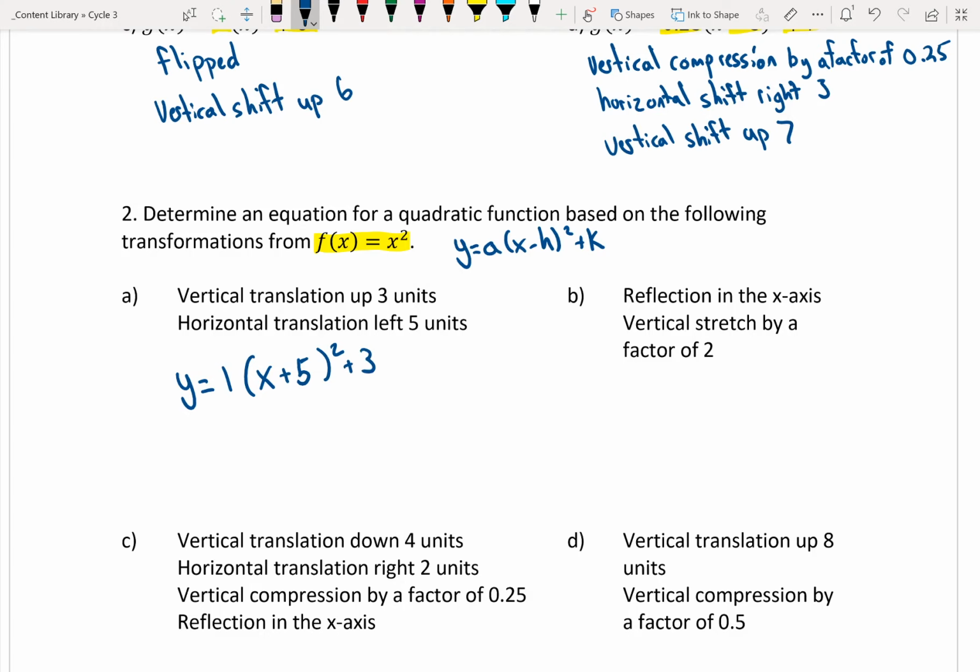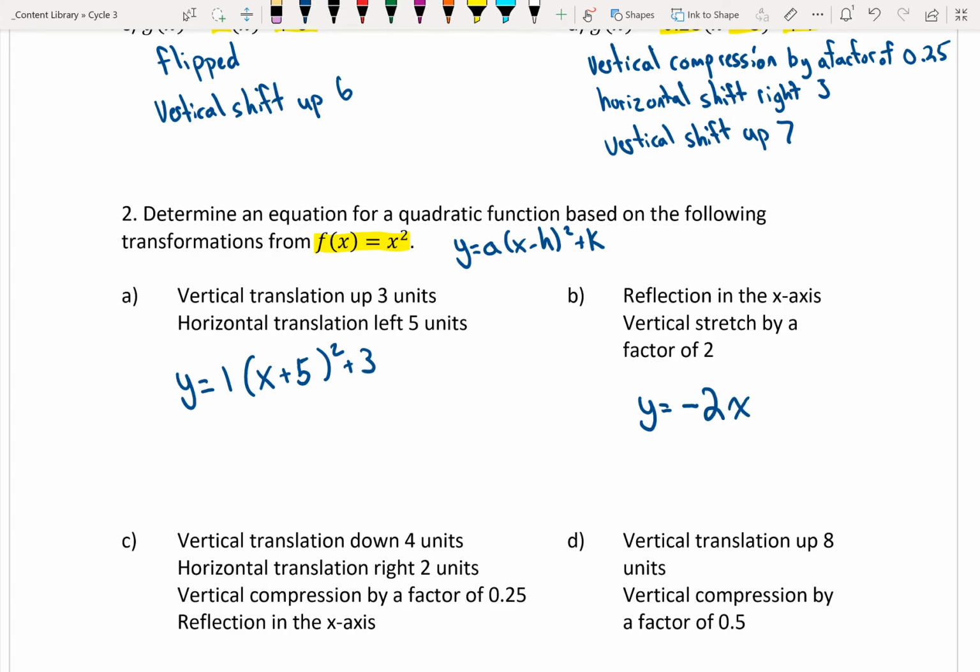For B, now we see a reflection in the x-axis. So that means our a value has to be negative. And we do see a vertical stretch by a factor of 2. So that means the a value has to be 2 because we're stretching it. It tells us the factor. There is nothing else. There's no other vertical or horizontal translation. So I can just leave it as x squared.